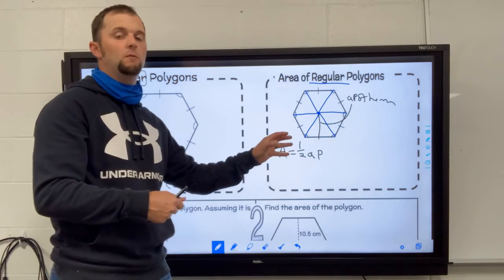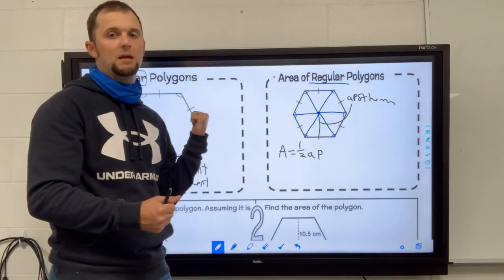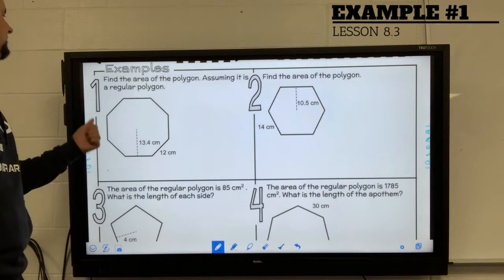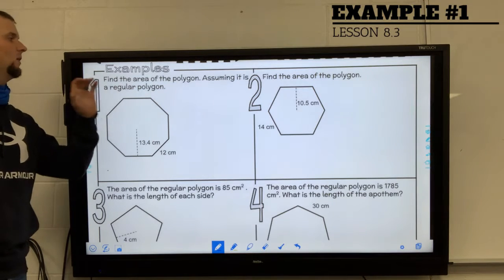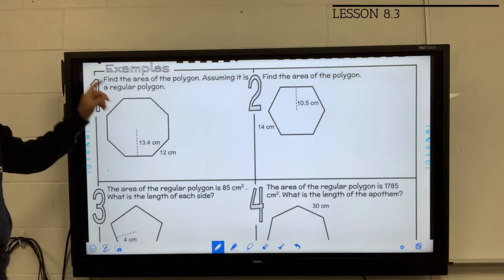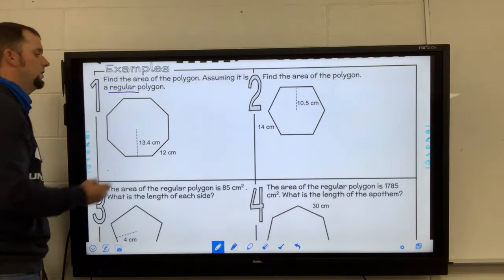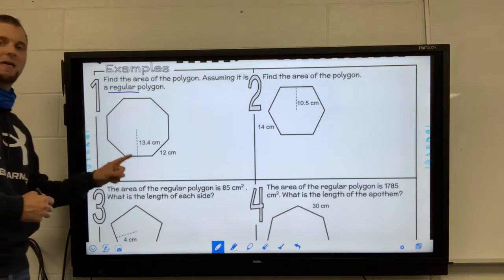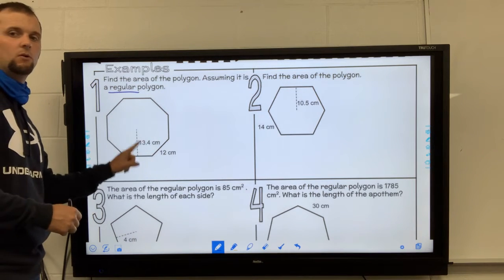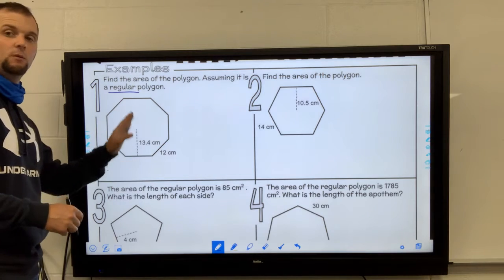So let's take this formula, let's plug it over into our examples, and let's work some examples out. All right, so the first thing we're going to look at is example number 1. It says, find the area of the polygon, assuming it is regular. So automatically, when you read the word regular, that tells me that all these sides are going to be congruent and all the angles are going to be congruent.